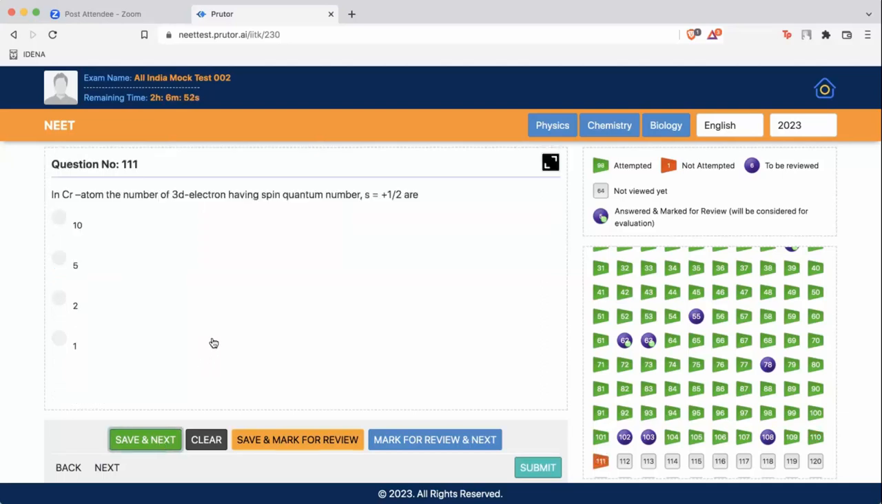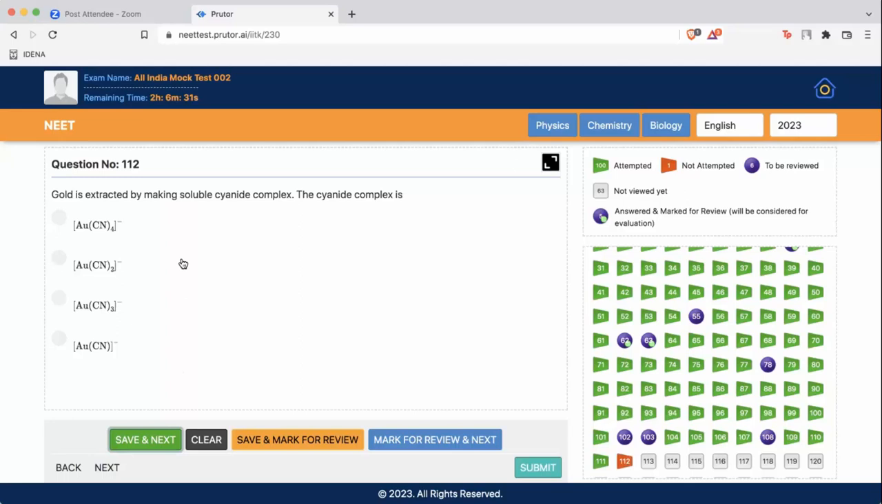In Cr atom, the number of 3d electrons having spin quantum number s equal to plus 1 by 2 are. Well, in Cr atom, it has 3d5, electrons are having the positive spin, since it's all 3d5. Upward spin, positive upward spin.